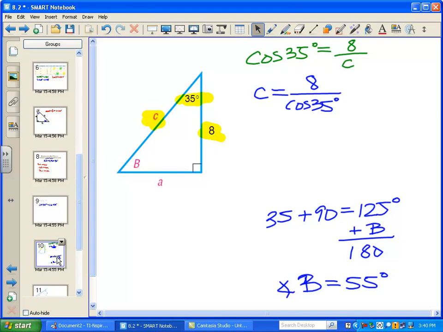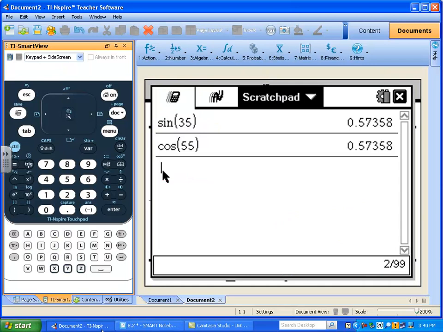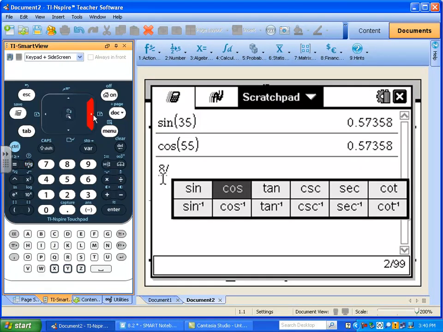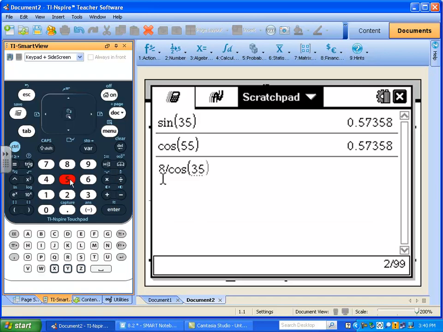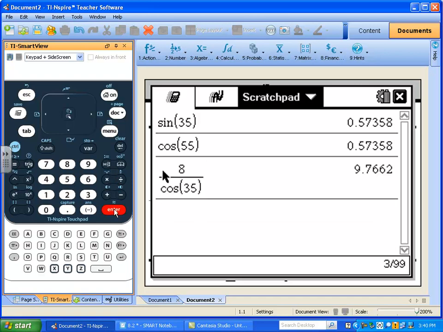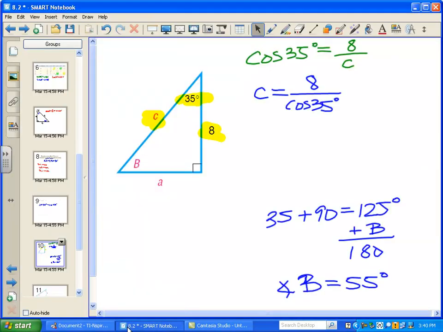Well, cosine 35 isn't a cool table angle measure, so I'm going to have to get the calculator out, and we'll just take 8 divided by the cosine of 35, and that'll give me 9.77. I'll be going out to 2 decimal places. So this tells me that C is approximately equal to 9.77. Okay. So now that I have C, I can also figure out A.